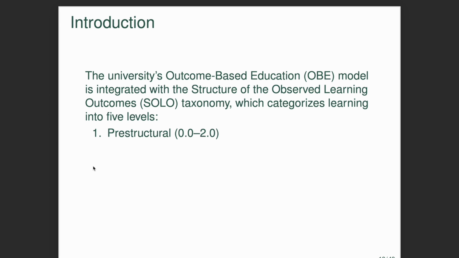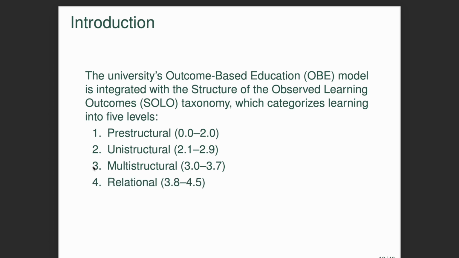where the grades go from 0 to 2. The student has not yet grasped the key concepts in this level. The next one is the structural, where the grades range from 2.1 to 2.9. The student understands a single relevant aspect. The next level is the multi-structural, where the student understands several elements but without integration. The grade is in the range of 3.0 to 3.7.